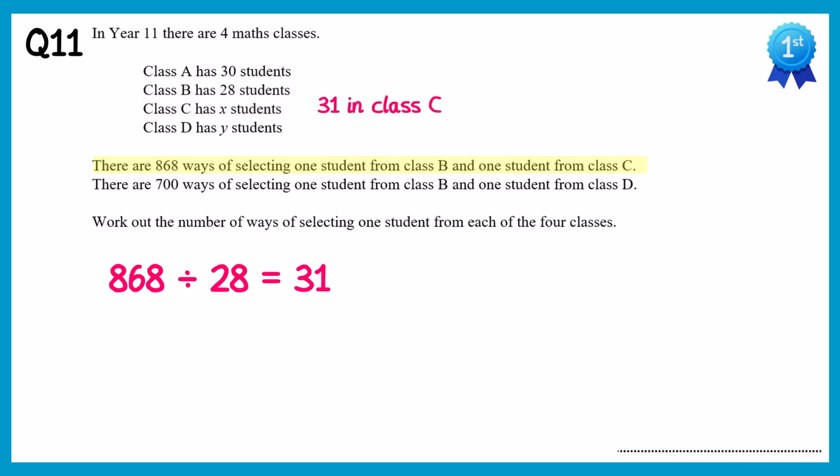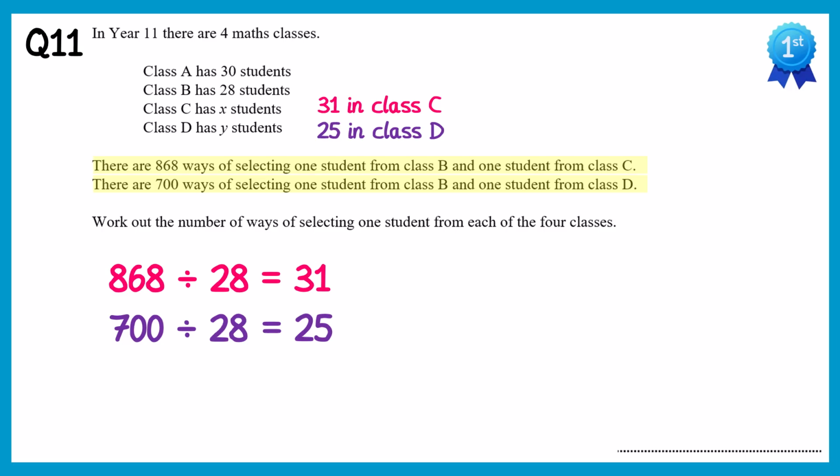We are also told there are 700 ways of selecting one student from Class B and one student from Class D. In Class B there are 28, but in Class D there are y. So just like before, we're going to do 700 divided by 28, which gives us 25. So there are 25 students in Class D.